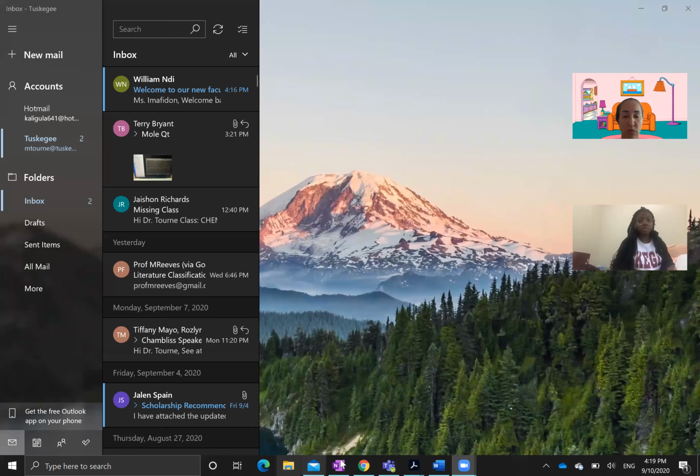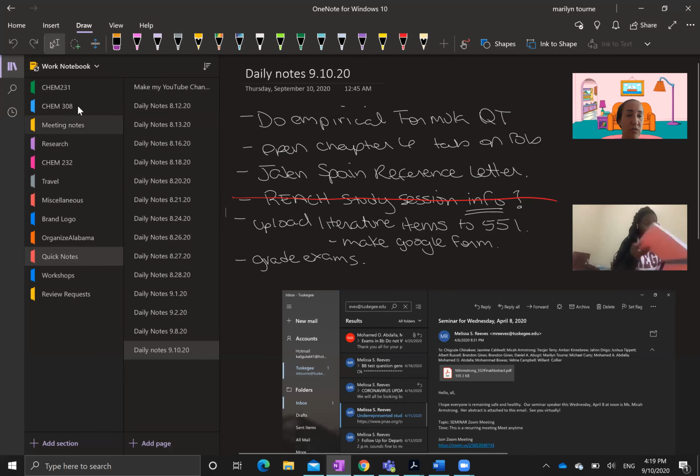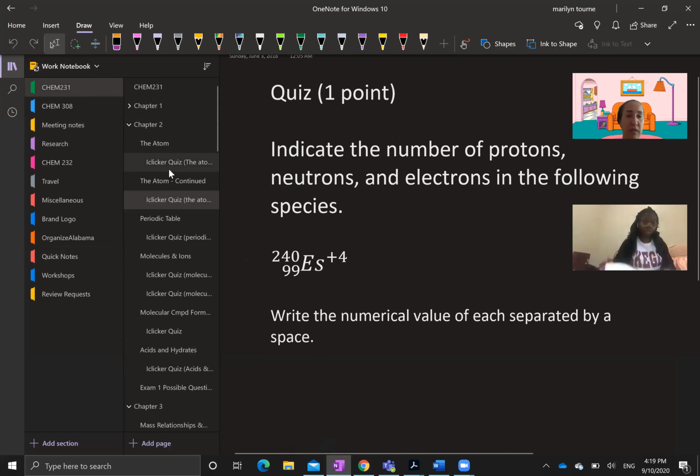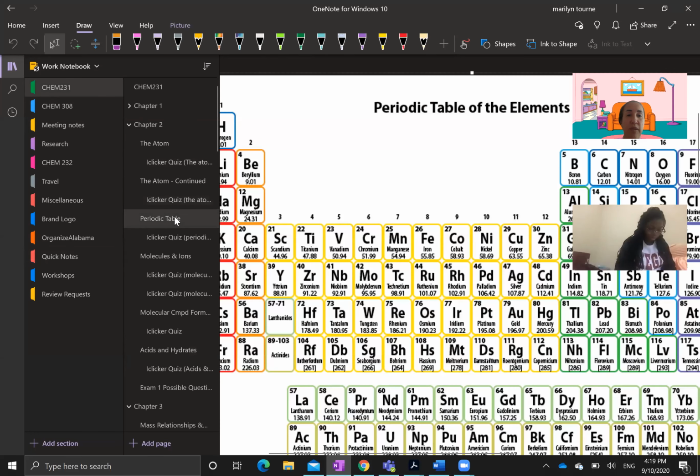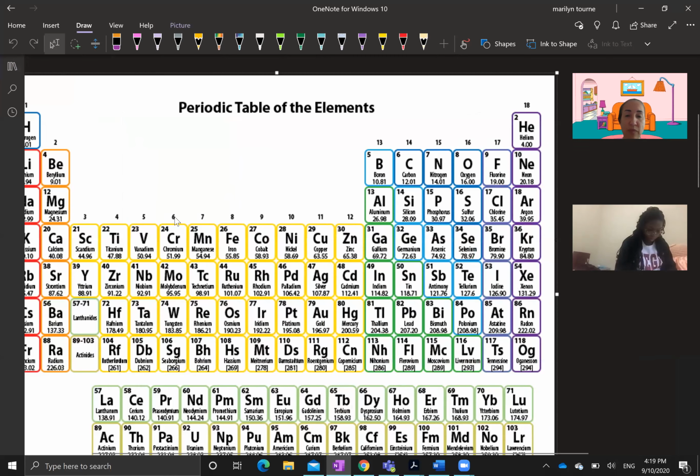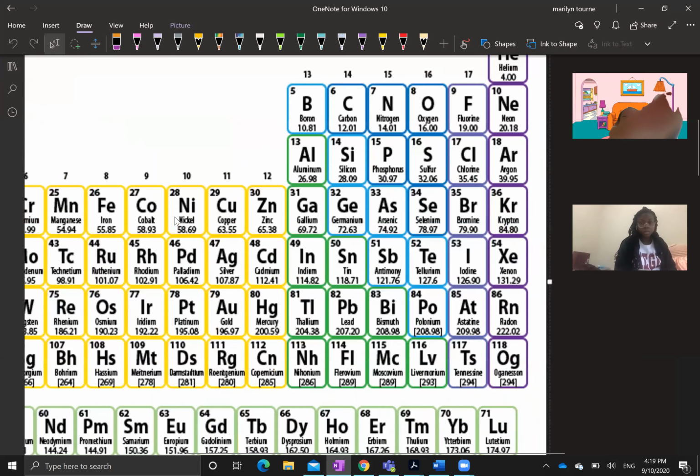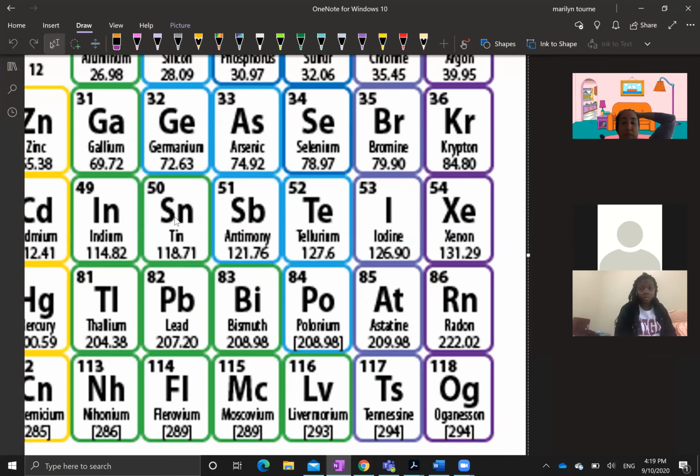Before you do that, I want to share my screen and ask the class just a general question. Let's go to my little periodic table. Where's the periodic table? Here we go. Okay, so anybody can answer. You guys see where iodine is? Yep, number 53.